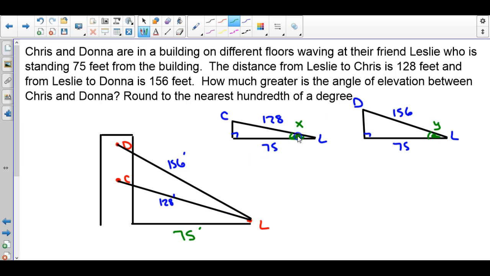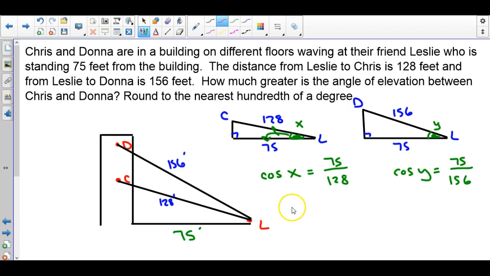And what's nice again about this is we're going to use the same trig function for both of these. I'm going to be dealing with my adjacent side and my hypotenuse, which indicates that I will be using cosine of x as 75 over 128. And then I'll do the same thing here and say cosine of y is going to be 75 over 156. So we're going to look at the fact that with the one on the right, since she is looking at her from a further distance, that must mean that she's looking up higher. So that means that that angle is going to be a greater measure.